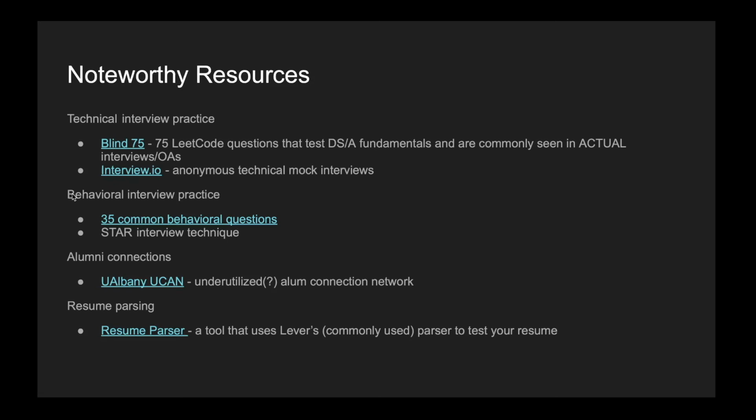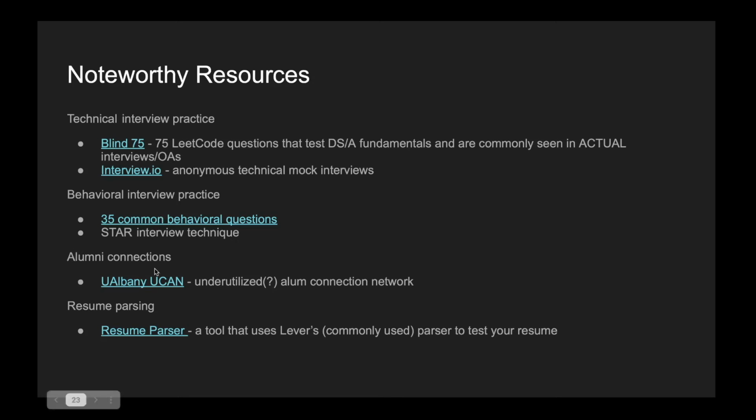If you want behavioral interview practice, the best thing I can recommend is practicing using STAR, and I would also look at this list of common behavioral questions. And this list in particular is very, very good because it gives you sample responses for 10 different questions.